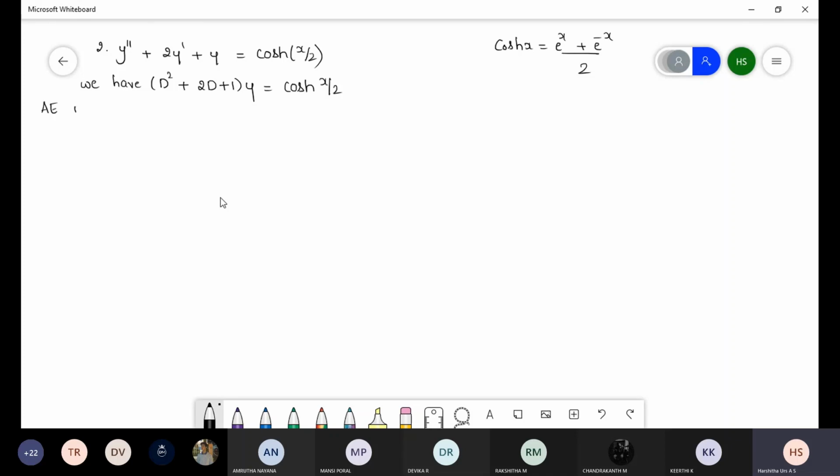Now the auxiliary equation is replacing D by m. So m square plus 2m plus 1 is equal to 0. It is in the form (a plus b) whole square. So (m plus 1) whole square is equal to 0. m is equal to minus 1, minus 1. This comes under case 2, repeated values. So yc is equal to (c1 plus c2 x) into e power m value, which is minus 1, so e power minus x.